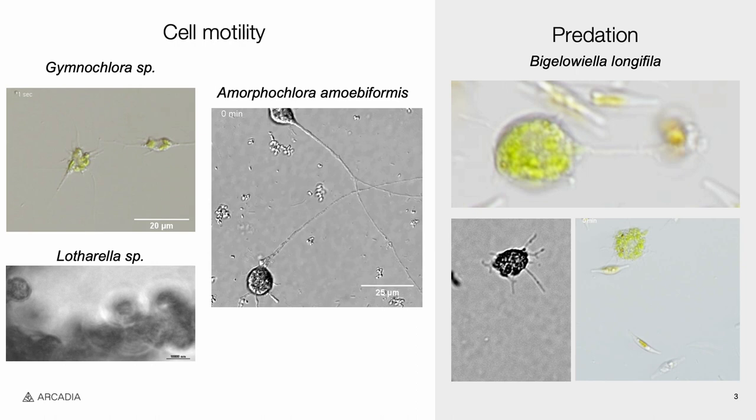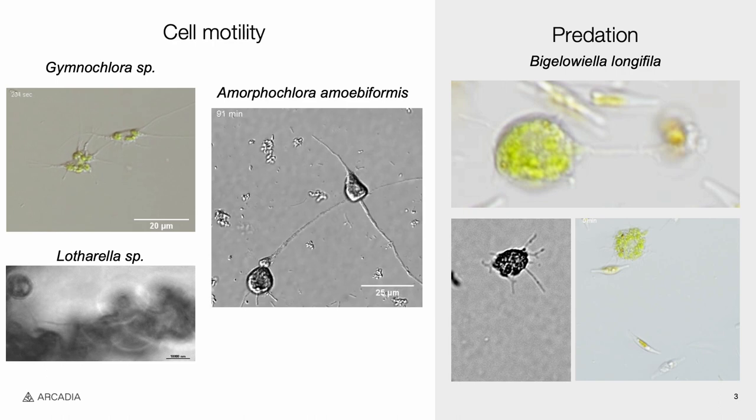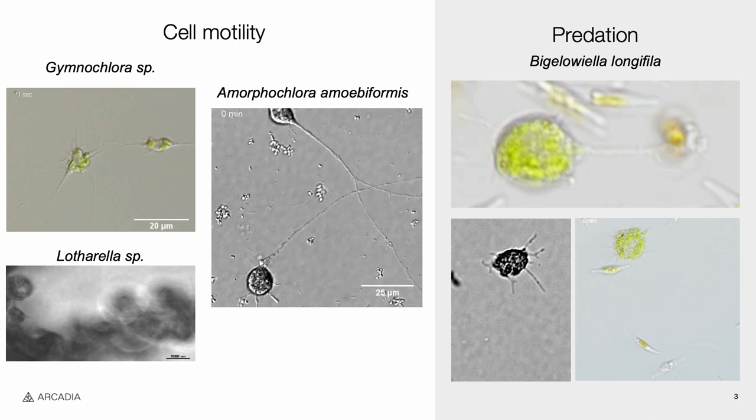So a few examples of this type of motility can be seen with Gymnochlora, Amorphochlora amoeboformis, and this unnamed Lotharella species. And what you'll notice is that all of these cells are depending on these long, intricate extensions to carry out their type of motility. However, motility is not the only benefit of these extensions.